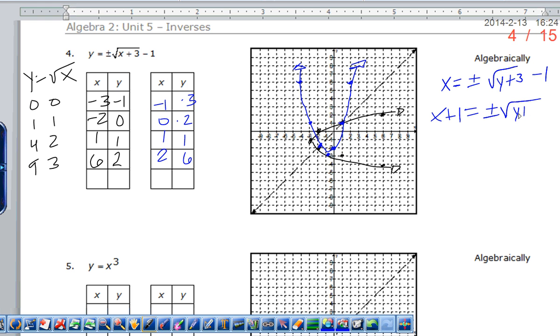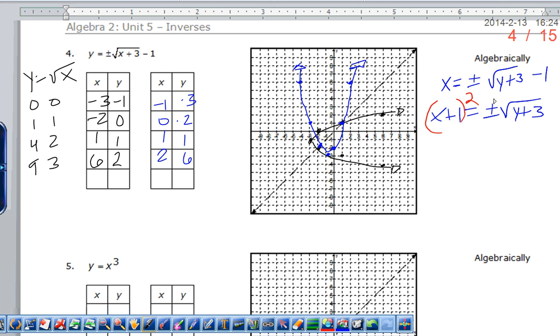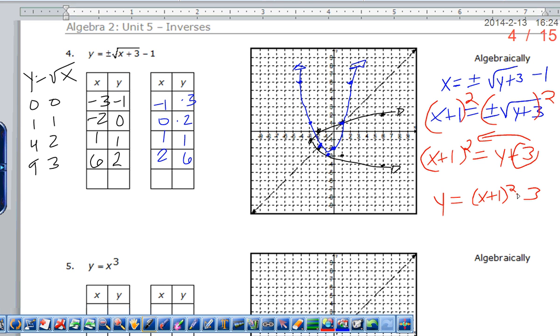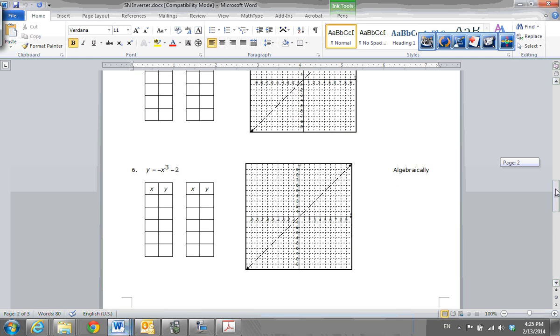Don't worry about the plus or minus. The next thing we're going to do is just square both sides. So we're just going to square this side, square this side. Now when we square a positive number or a negative number, it doesn't matter. It's still positive. So that's why we don't have to worry about that anymore. And it's just y plus 3. Last thing, if I want to get y all alone, we got to move this guy over here. So I got x plus 1 squared, then minus 3. Cool, right?